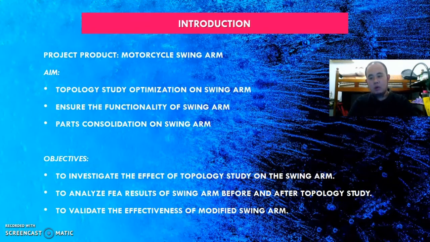Firstly, our project product will be the motorcycle swing arm. In our aim, we aim to do topology study optimization on the swing arm. Number 2, we aim to ensure the functionality of the swing arm. And thirdly, we aim for parts consolidation on the swing arm.